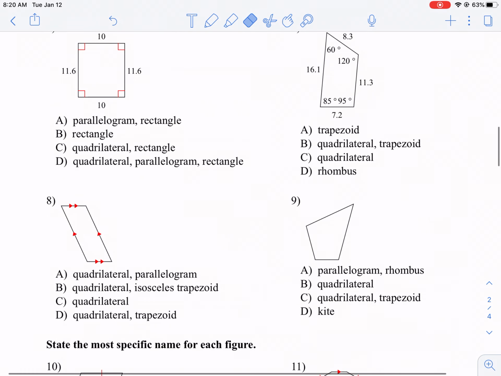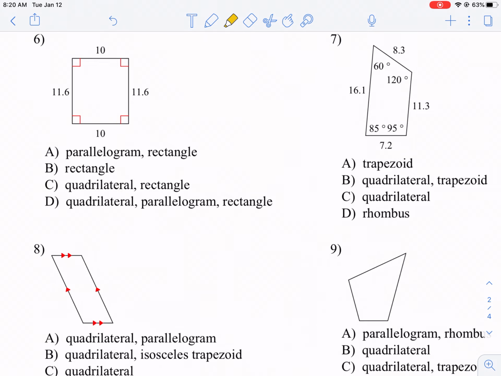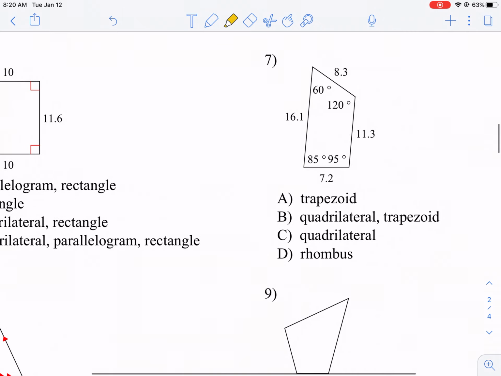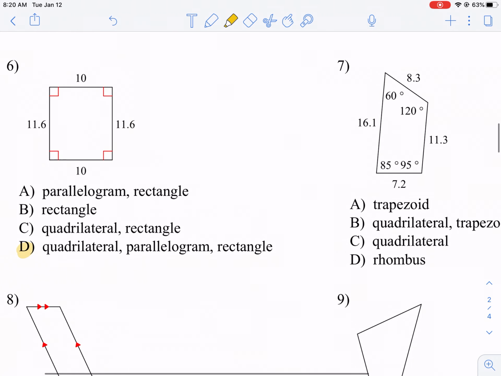All right, we have a few more. I'll go a little bit quicker now that you're starting to get the hang of it. This one is definitely a parallelogram and a rectangle, but we also have to include quadrilateral, so it's option D, in case you need to pause it.